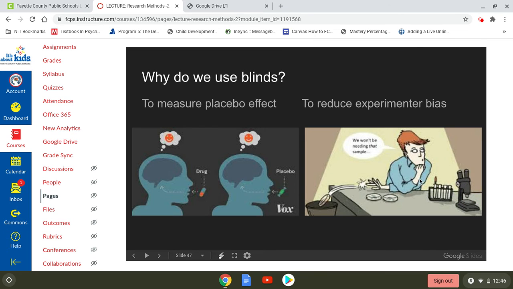So why do we use them? One of them is to measure the placebo effect, but also we want to use a double blind to reduce experimenter bias, so that we don't have any sort of issues that come along with that.